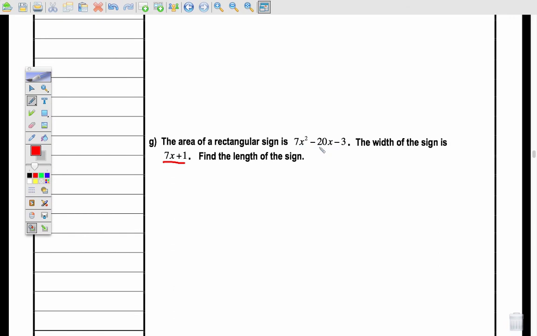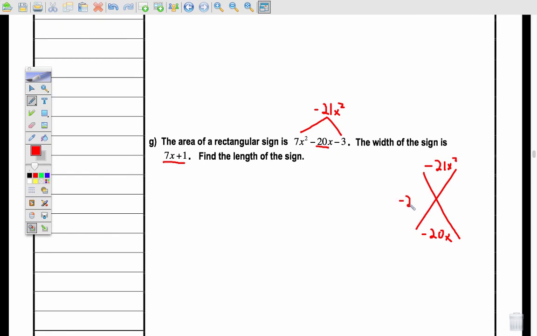Is there a greatest common factor? 7, 20, 3? No, there's not. So let's just go straight into rooftop. If you multiply the first and last, that's going to give me negative 21x squared. So that goes on top, negative 21x squared. The bottom is negative 20x. Okay, I'm thinking 1 and 21.